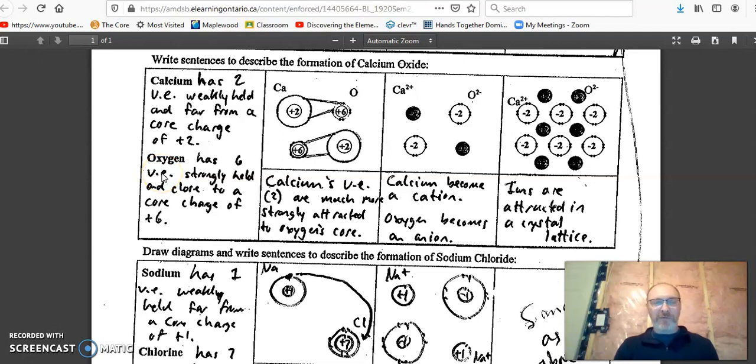Hey everybody, we're back for video 2. This time we're going to look at calcium oxide. So let's just go through the text and the images a step at a time.